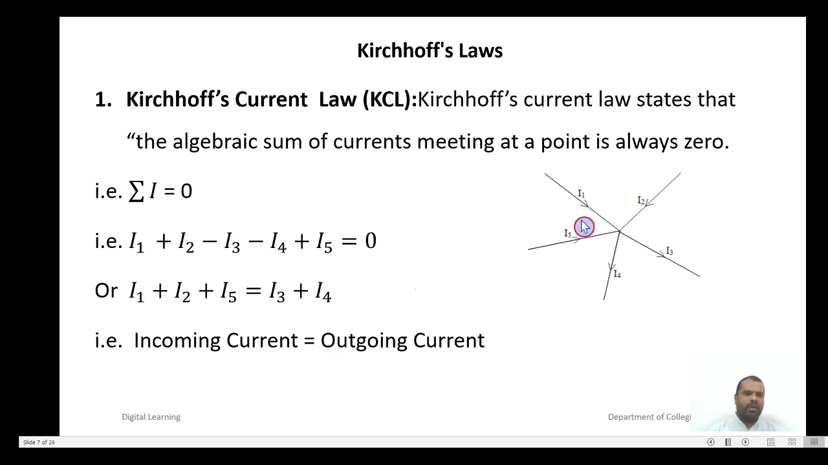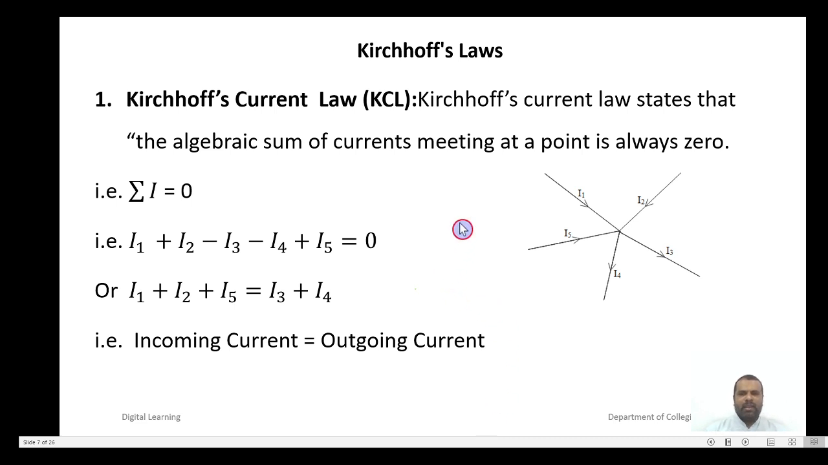In the given figure, I1 is moving towards the point, I2 is also moving towards the point, I3 is moving away from the point, I4 is also moving away from the point, and I5 is moving inside the point.